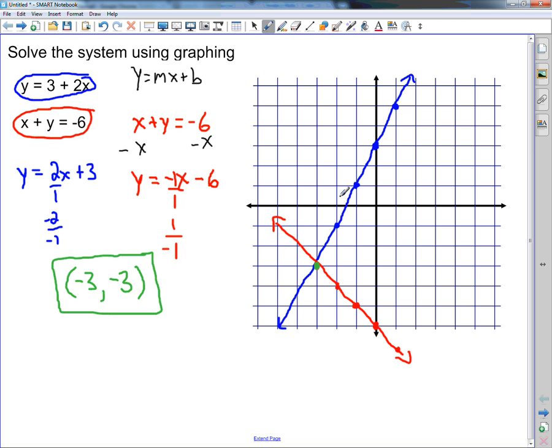Now notice graphing works nicely when your graphs cross at a nice point where your numbers are integers. Now if our lines were to cross somewhere in the middle, it would be hard to estimate where that value was and get the exact answer. So that's when we would really want to focus on using one of the other methods like elimination or substitution. So let's go ahead and look at those methods and show you how you can find the same answer just using the other methods.